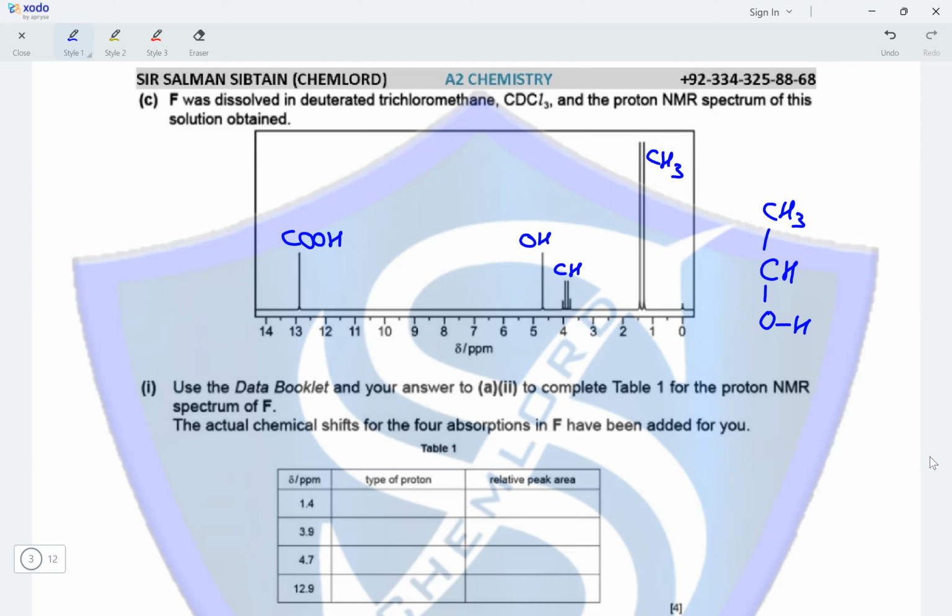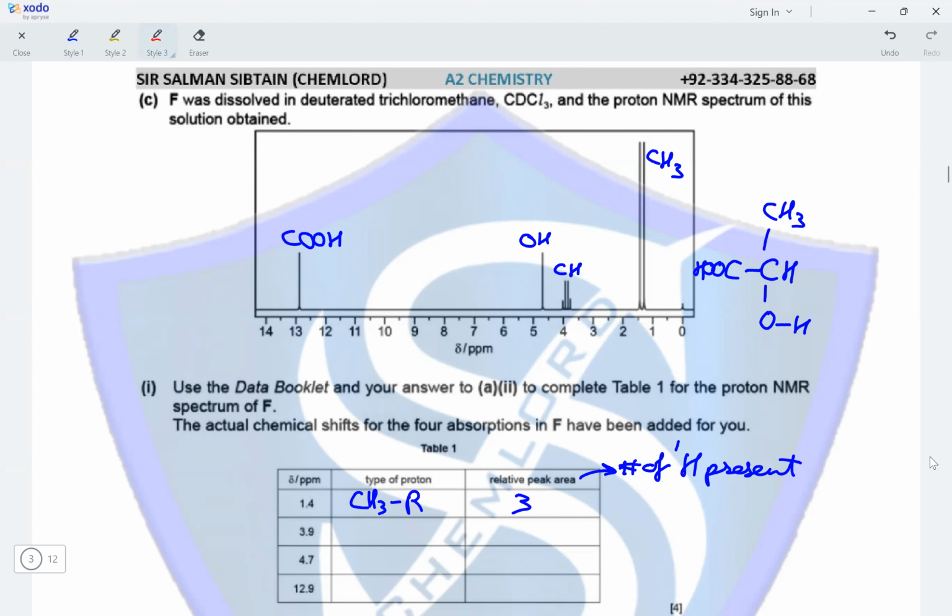So assembling the structure together, now we are left with COOH. So the central carbon atom gets the COOH attached to it, and this is the compound that we have. So the compound is 2-hydroxypropanoic acid. So the peak at 1.4 corresponds to a CH3 group next to an alkyl group, and the relative peak area refers to the number of protons present. So the relative peak area would be 3.